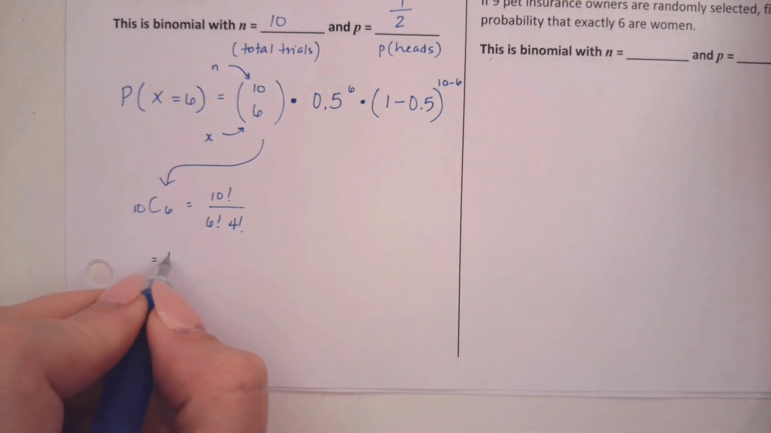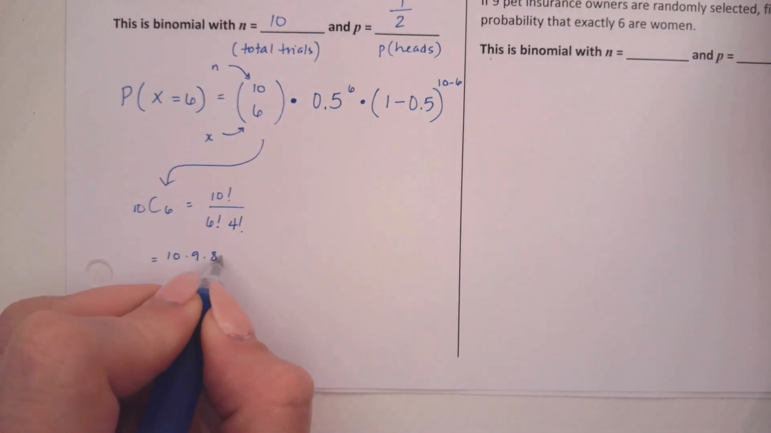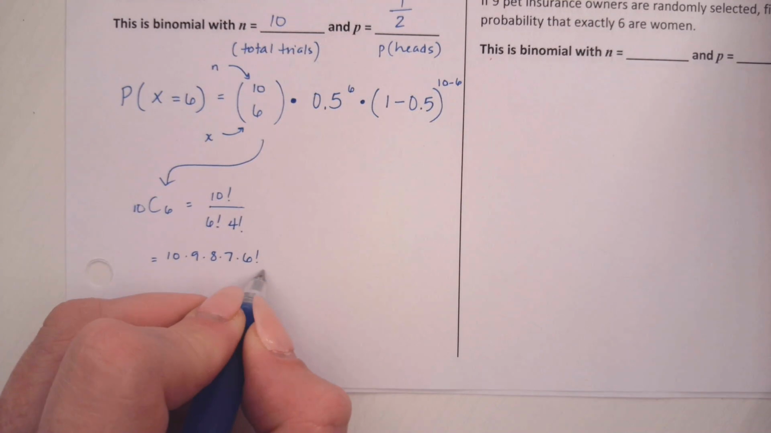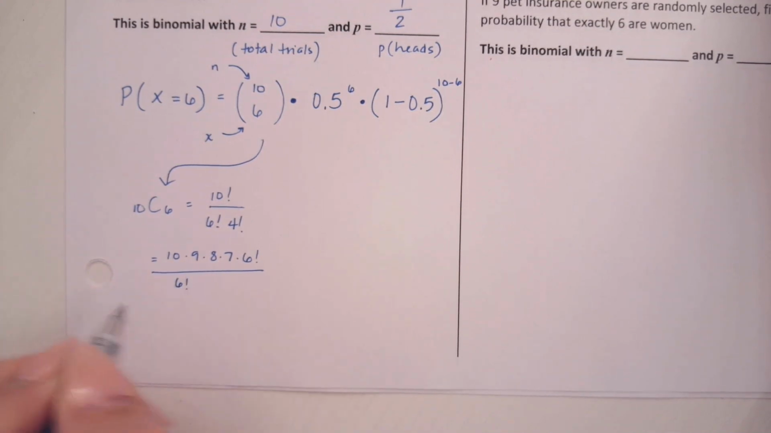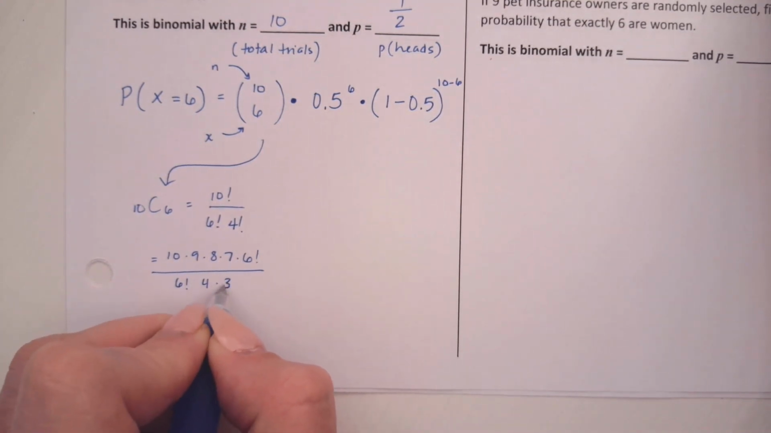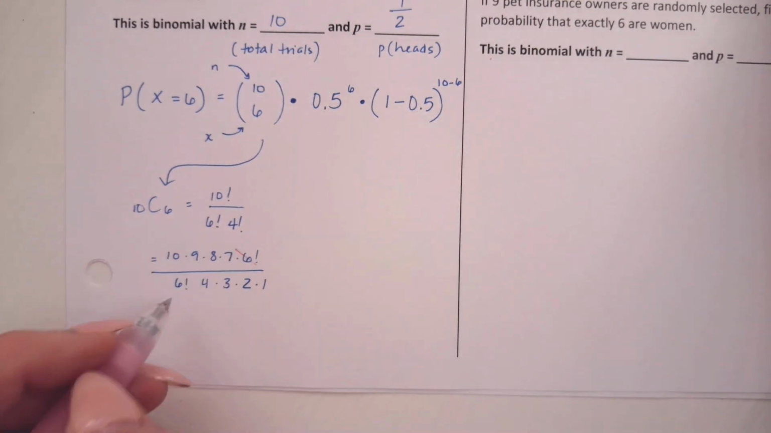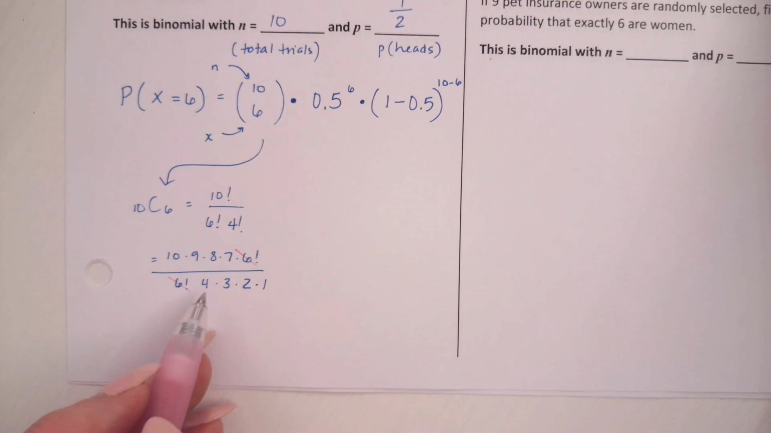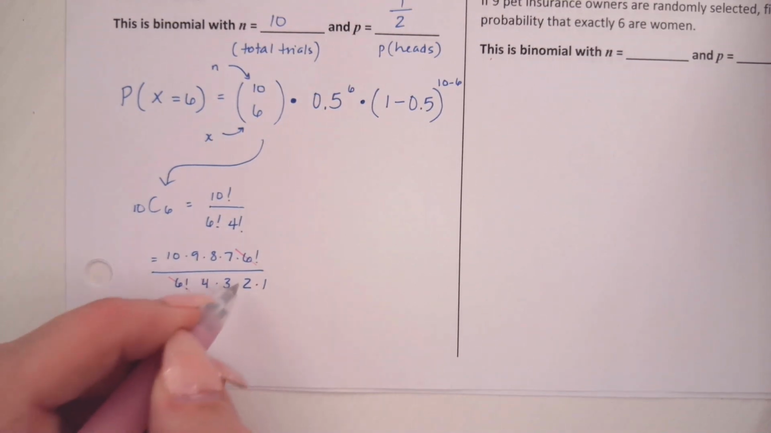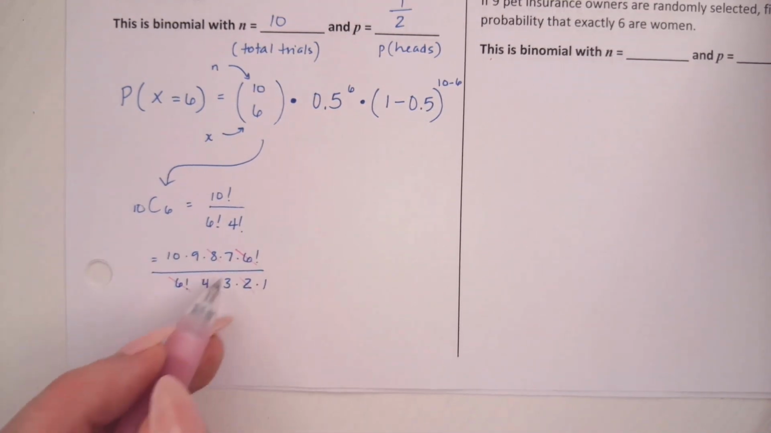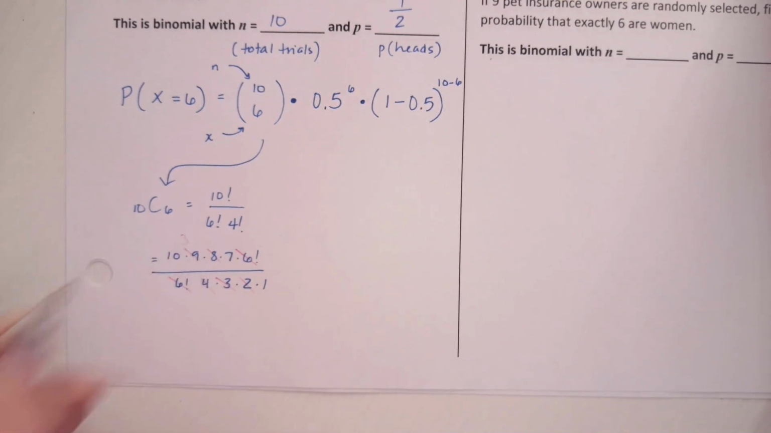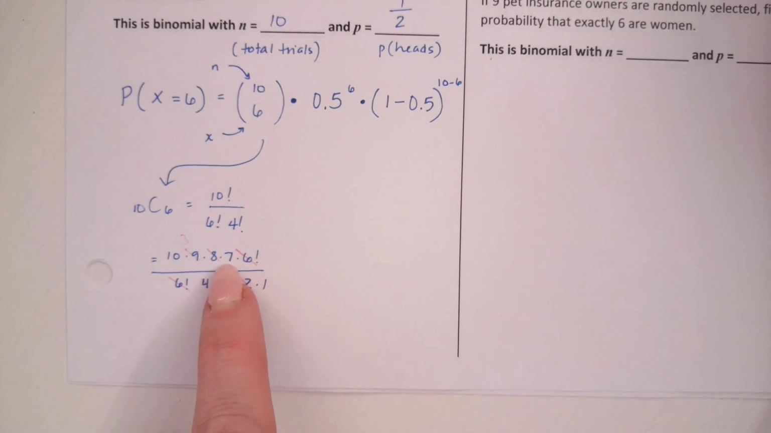Up to 6 factorial, 10, 9, 8, 7, 6 factorial, so that we can cancel the 6 factorial on the bottom. And then we also got 4, 3, 2, 1. Let's see, I could cancel my 4 and my 2 with the 8. I could simplify the 3 and the 9. So I really just have 10 times 3 times 7. 30 times 7 is 210.